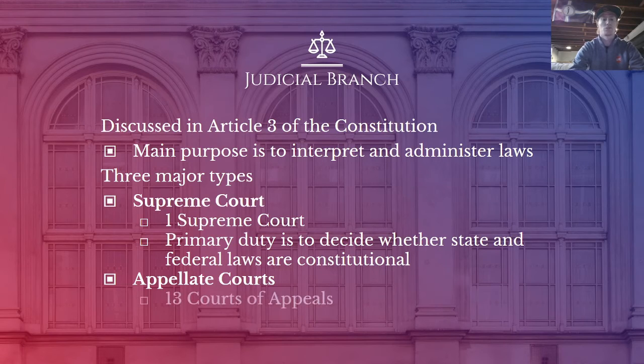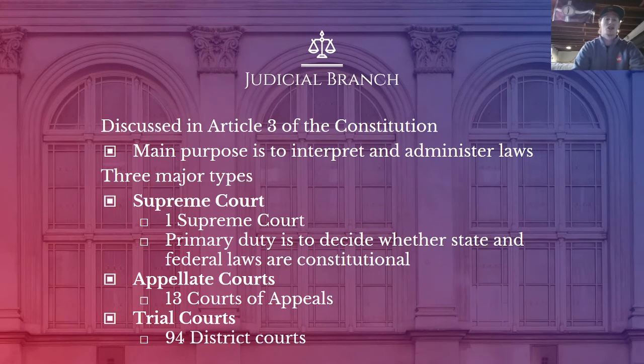There are appellate courts, which are courts of appeals. They do not hear cases directly. There are 13 districts. What happens is cases go to what are known as trial courts first, and if they want to appeal, they'll go to that appellate court. There are 94 district courts in the United States.